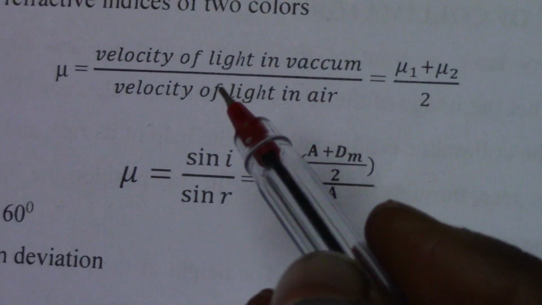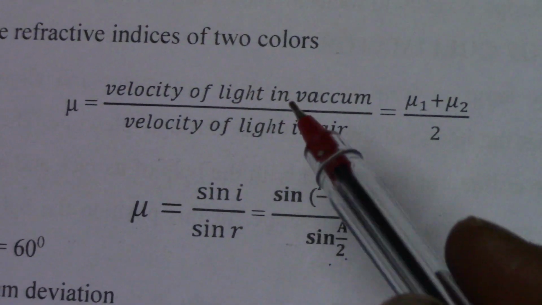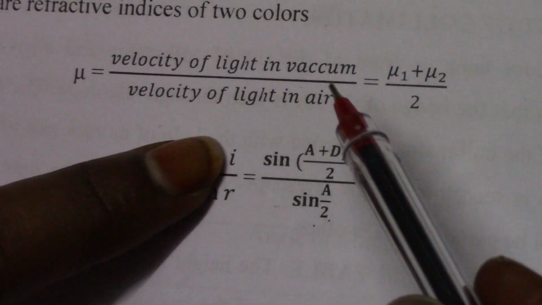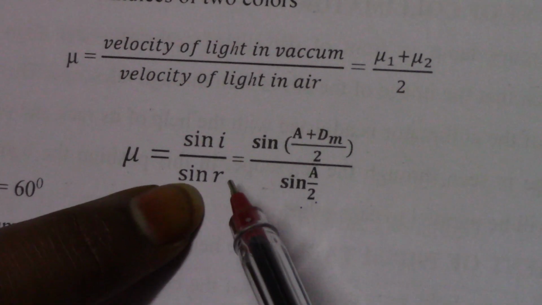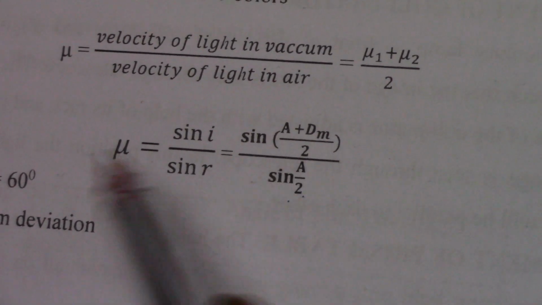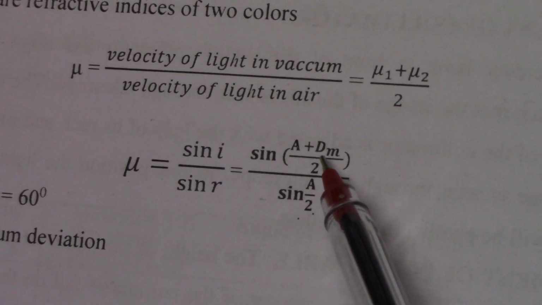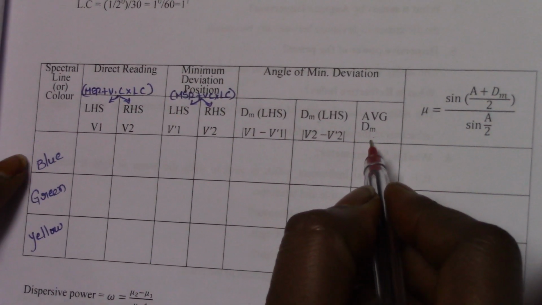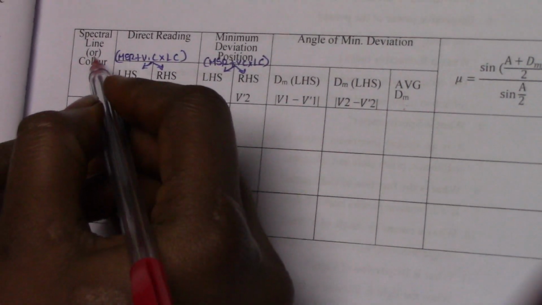After adjusting the vertical cross wire to the white light, now we need to calculate the direct reading of the slit. To do this we will use this formula, refractive index mu is equal to sin of (A plus D) by 2 by sin A by 2. In this formula A we know is 60 degrees. To calculate this angle of minimum deviation Dm, we will follow this tabular column.